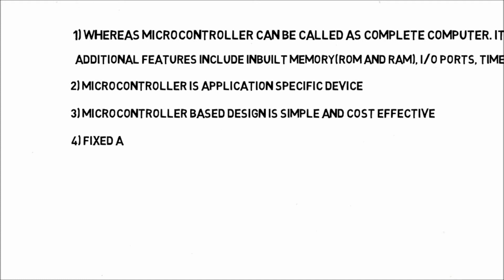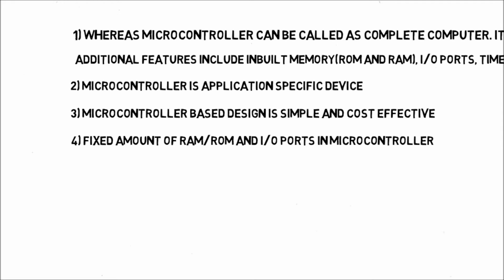The fourth point is the designer can decide the amount of ROM, RAM and input output ports in a microprocessor, because you are interfacing externally. So the designer has the freedom to decide the amount of ROM, RAM and input output ports. Whereas in a microcontroller you'll have a fixed amount of ROM, RAM and input output ports because you are connecting it internally. It's already fixed there.